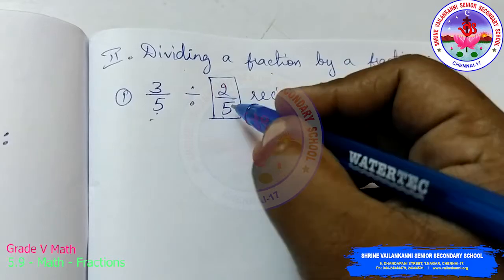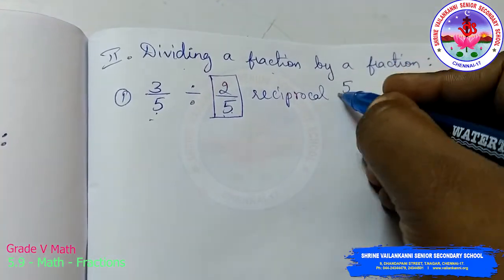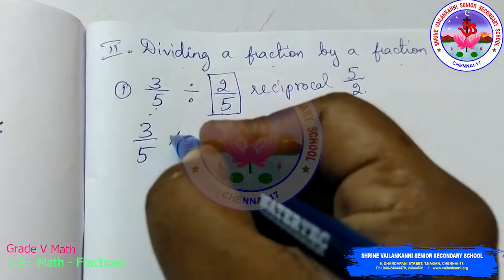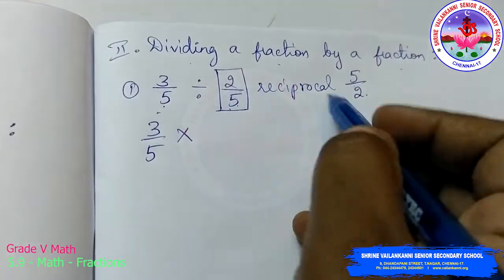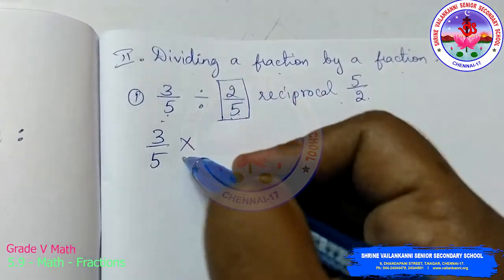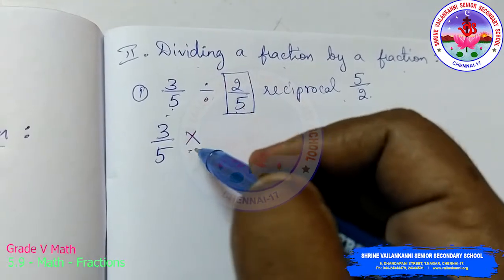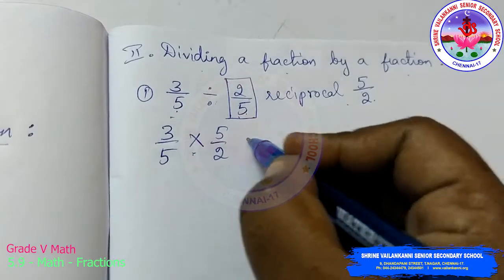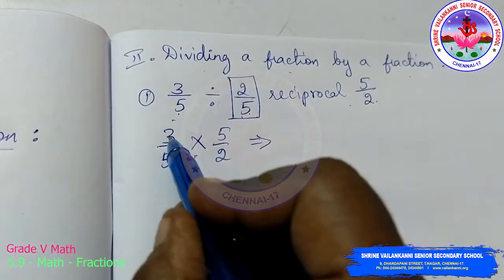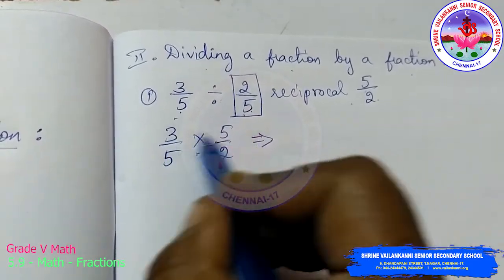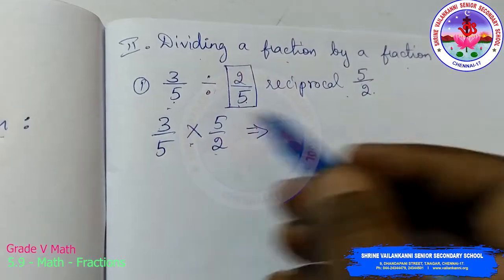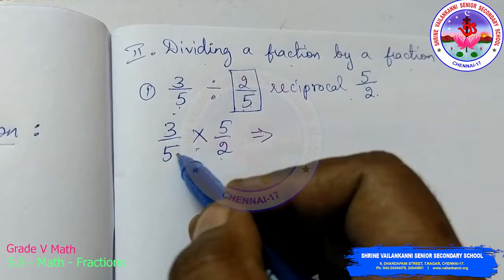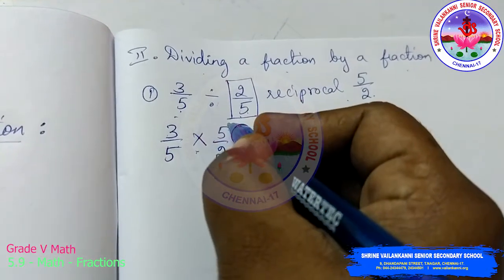So the reciprocal of 2 by 5 will become 5 by 2. So 3 by 5 into 5 by 2. After doing the reciprocal, you have to change the symbol. If you don't change the symbol, your sum will become wrong. Now I can either multiply numerator with numerator and denominator with denominator, or use the simplification method. Here I am using the simplification method.